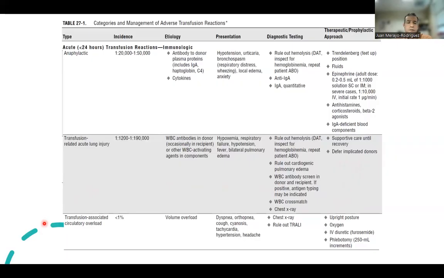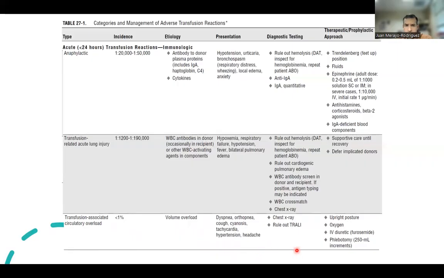The transfusion-associated circulatory overload, or TACO, we can see the incidence is close to 1%. The etiology is volume overload, and the patient will have similar symptoms to TRALI: dyspnea, orthopnea, cough, cyanosis, tachycardia. But in this case, you will have hypertension, which is rare in a transfusion reaction. So hypertension would be a telltale that this may be TACO.